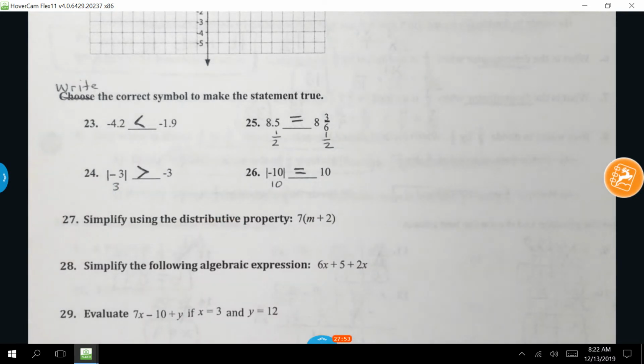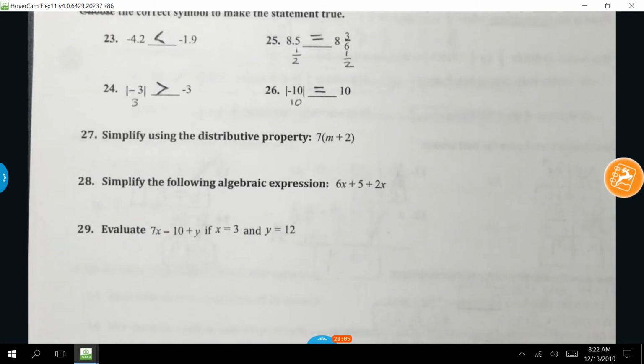Is this test going to be on the computer or on paper? It's going to be on paper. So we're going to use like a Scantron where you will bubble in your answers. Okay? All right, number 27.